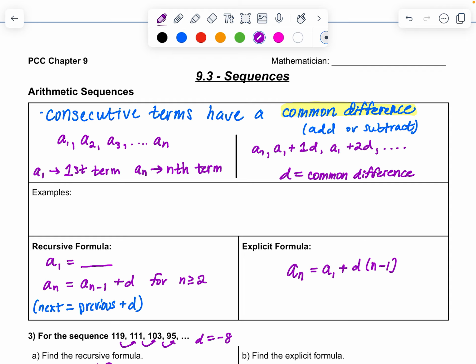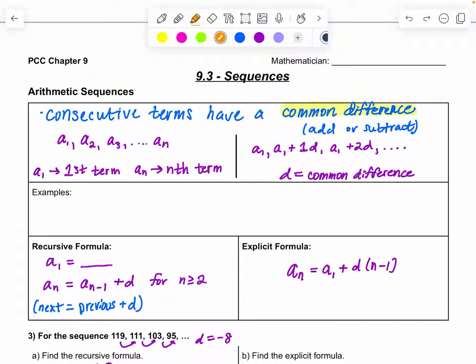So arithmetic sequences, as you learned on the first page, are when consecutive terms have a common difference, aka it's just a pattern of adding or subtracting. There's a couple different ways we could write these sequences, and we're going to get used to the notation today. So a sub 1, a sub 2, a sub 3, that just means the first term, the second term, the third term, all the way to a sub n, which is the ambiguous nth term.